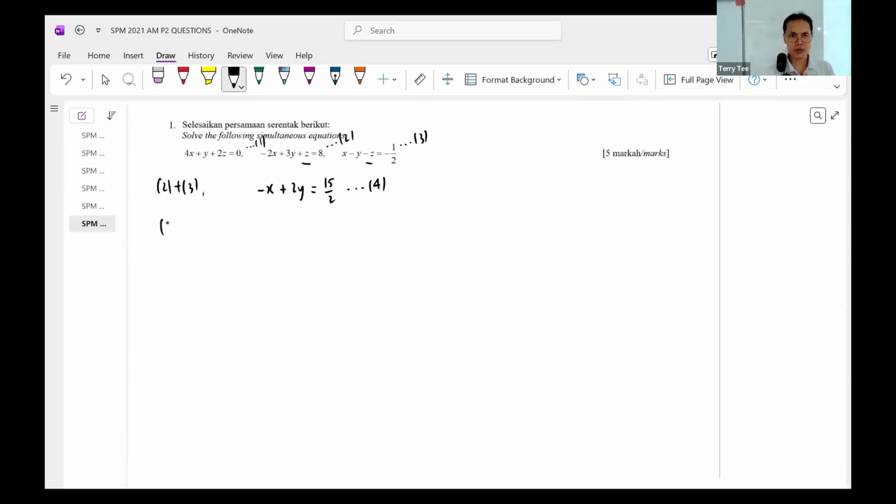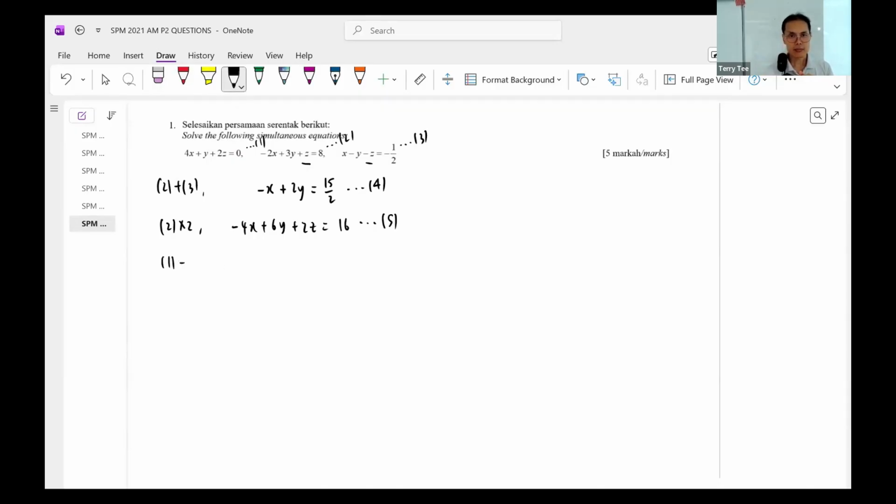Then I take equation 2 times 2. Why? Because I want to get 2z. Remember, when I solve them simultaneously or by elimination, I must involve all three equations. I've done equation 2 and 3. I must take equation 1. Either you solve 1 and 3 or 1 and 2. Here I solve 1 and 2. I take equation 2, I times 2 to get 2z. So when I times 2, I get minus 4x plus 6y plus 2z. 8 times 2 is 16. Call this equation 5.